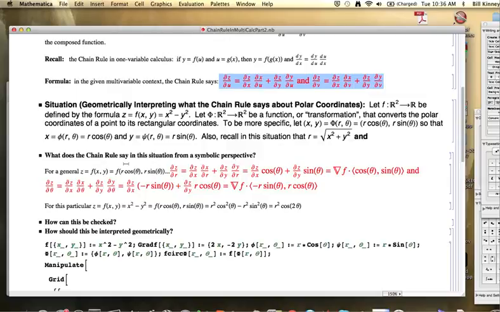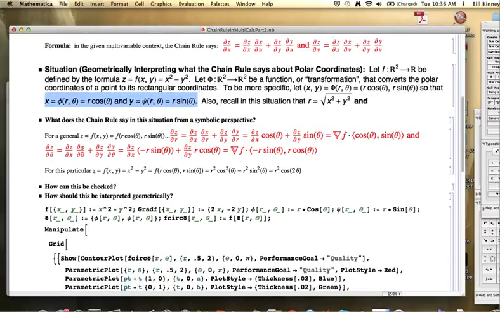To be even more specific, we can now consider this situation where the phi function is a very special kind of function. It's a transformation that converts polar coordinates to rectangular coordinates. So given a point r theta, you can convert it to a point xy with this equation here. You can also think about each of the coordinates individually with these two equations. And we looked first of all at what the chain rule says in this situation. Now r and theta are going to play the role of u and v.